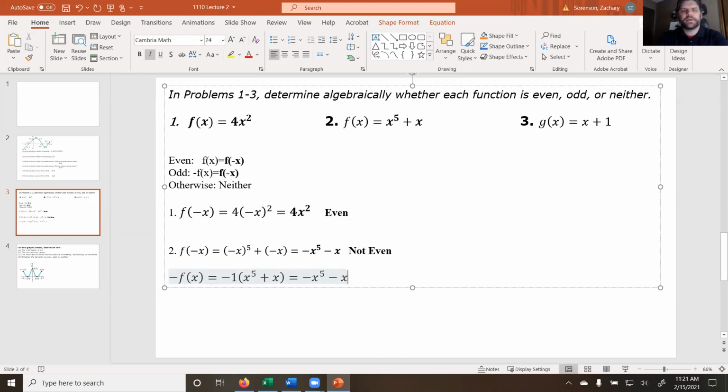minus x. And now when I'm doing the odd test, notice here, I don't go back to my original function. I compare what I found in f of negative x. So in this equation, I look at this guy and say, does this guy compare to this guy? Well, not only does it compare, they are equal. They are exactly the same. So I say it's odd.